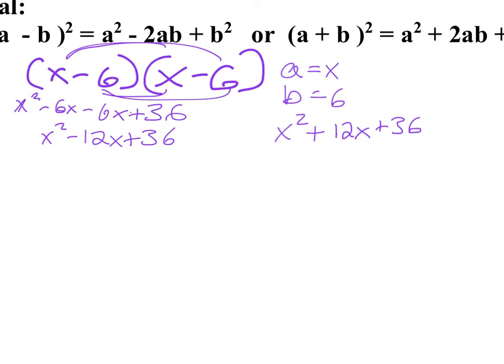Oops, I made one little mistake here. Let's look at that. This should not have been a plus, because in this case, b was minus 6. So this was a minus. So that's our pattern.